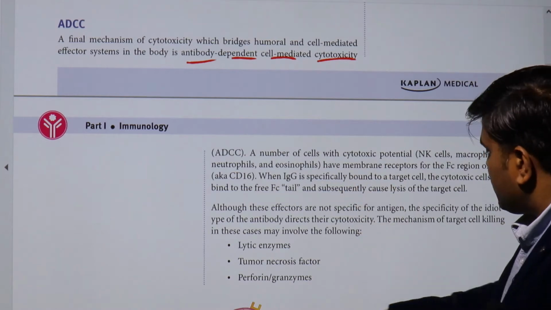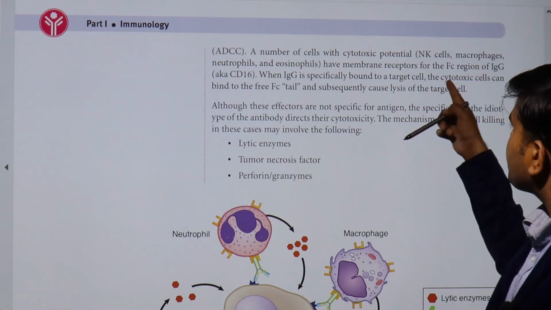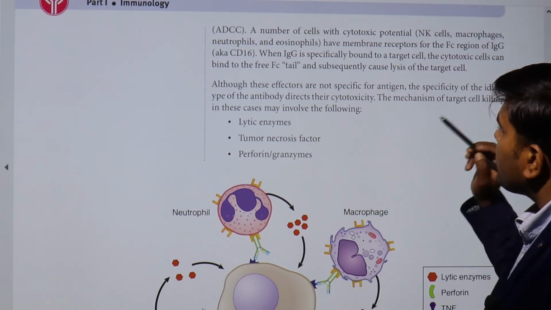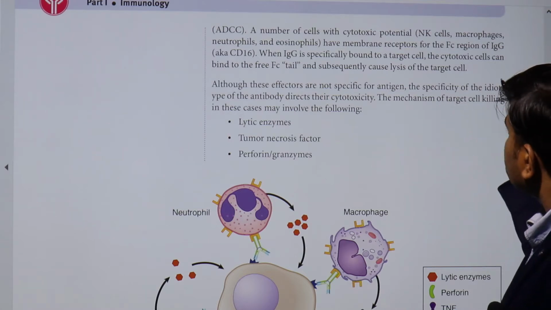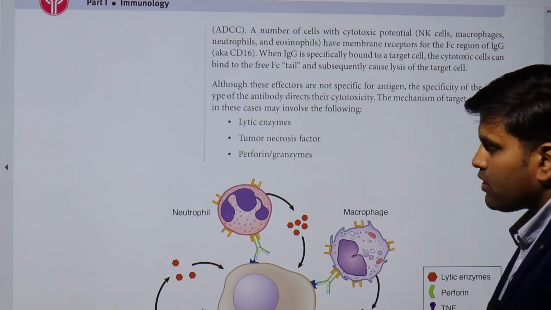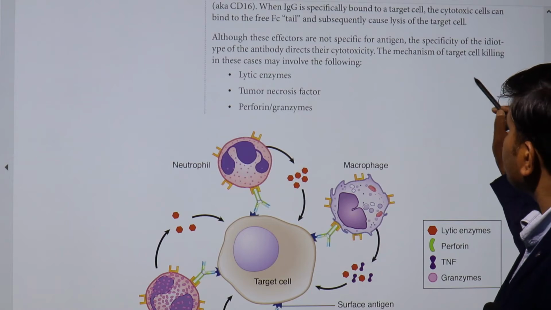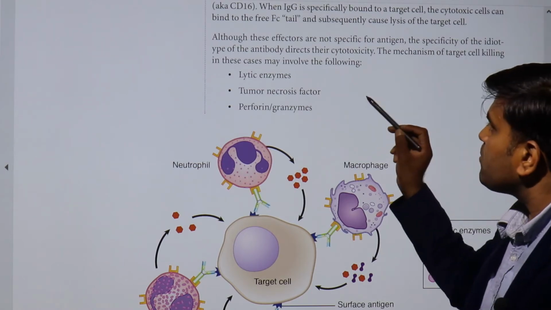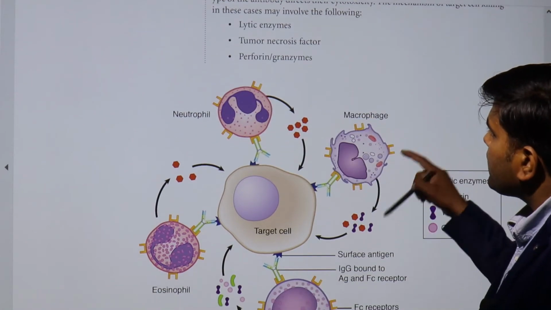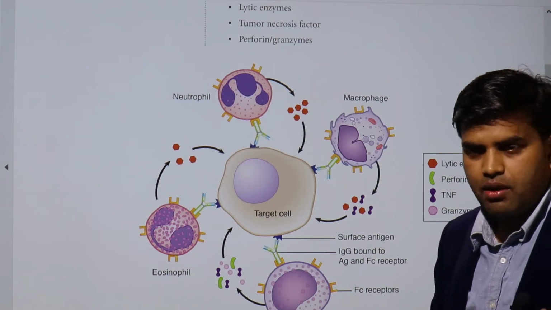A number of cells with cytotoxic potential, that is NK cell, macrophage, neutrophil, eosinophil, have a membrane receptor for the Fc region of the immunoglobulin G, that is the CD16, where immunoglobulin G is specifically bound to a target cell. The cytotoxic cell can bind to the free tail and subsequently cause the lysis of the cell. Although these effectors are not specific for antigen, the specificity of the antibody determines their cytotoxicity. This mechanism of target killing may involve lytic enzyme, tumor necrosis factor, and also the perforin and granzyme. So what will happen?